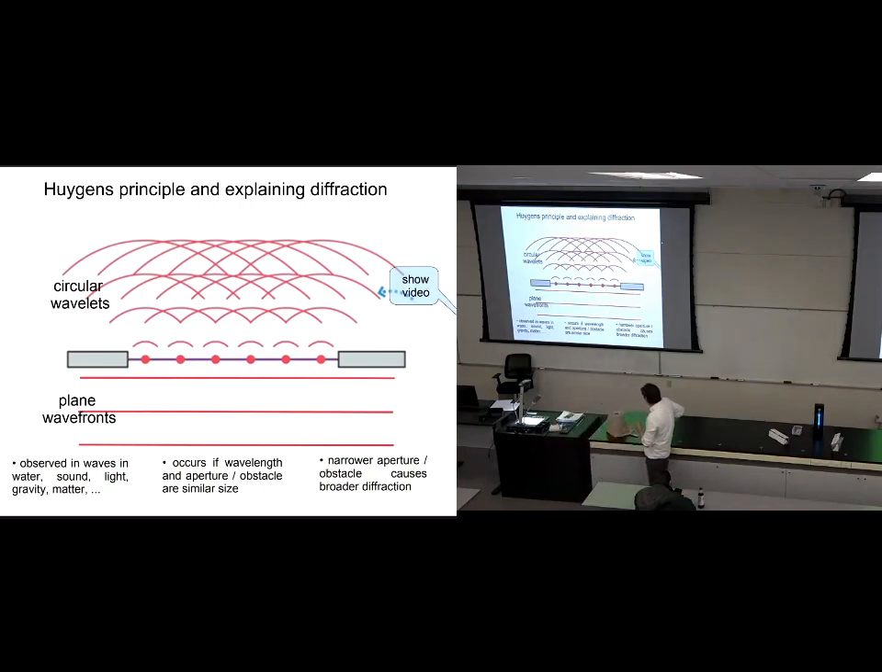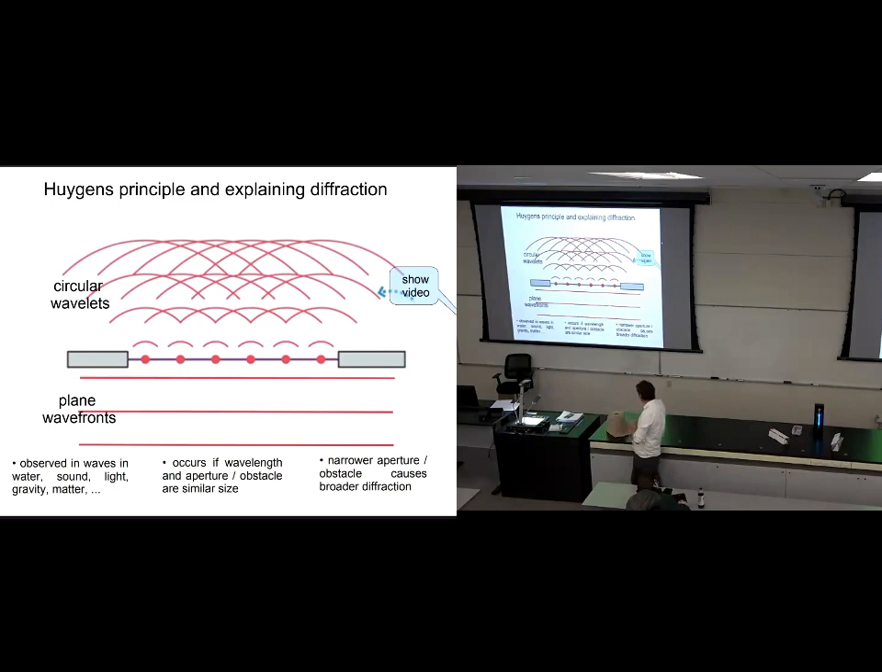Okay, as I said, diffraction occurs when the aperture or the slit or the obstacle is the same size scale as the wavelength of the waves that are approaching the slit or the aperture or the obstacle. So there are two dimensions involved in diffraction: the wavelength of your waves, and the size of the slit or the aperture or the obstacle. And if they're similar, then you get diffraction. So that's a key thing.